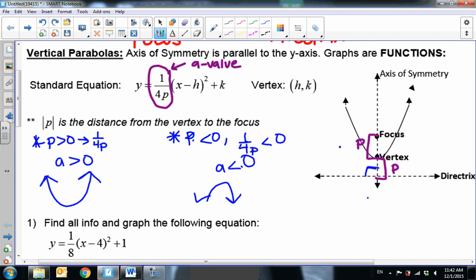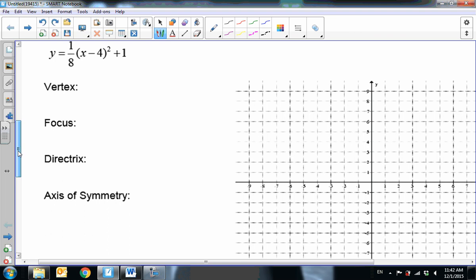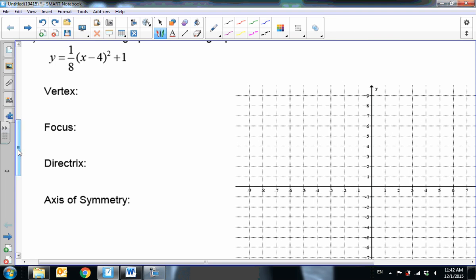Okay? So let's give this a little bit of a try. All right, next to this, I'm going to rewrite our equation, our formula. Y equals 1 over 4p times x minus h squared plus k. Now, you should recognize that. That's our vertex form, right? We recognize that as vertex form. The only thing new here is that we've got this 1 over 4p instead of a. Okay?